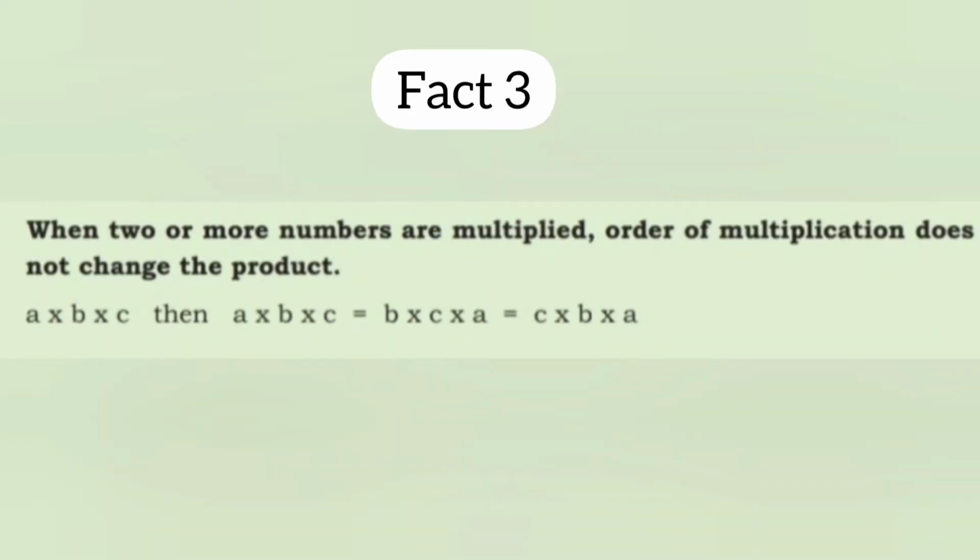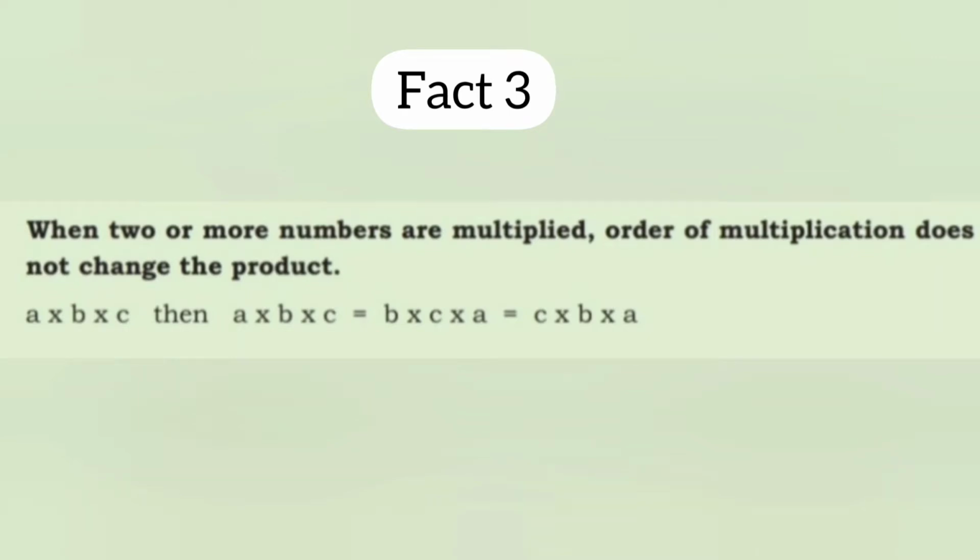When two or more numbers are multiplied, order of multiplication does not change the product. In other words, if you take three numbers A, B, C, then A into B into C is the same as B into C into A or C into B into A. The order of multiplication does not change the product.